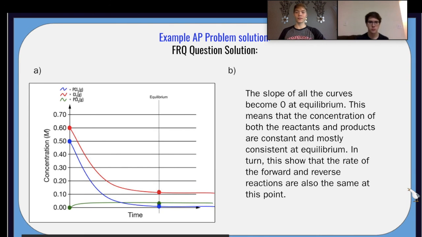And so when we put all this information on a graph, I first plugged in the initial values on the far left-hand side of the graph, and I put in the values at equilibrium on the line that says equilibrium, obviously. And that's what the graph is going to look like. For the answer to B, your answer might be a little bit different than this, but it should have the same idea. I said the slope of all the curves becomes 0 at equilibrium. This means the concentrations of both the reactants and the products are constant at equilibrium. In turn, this shows that the rates of the forward and reverse reactions are also the same at this point.